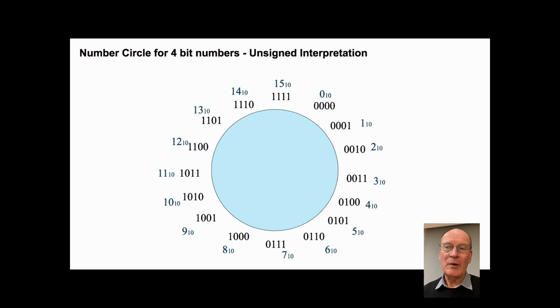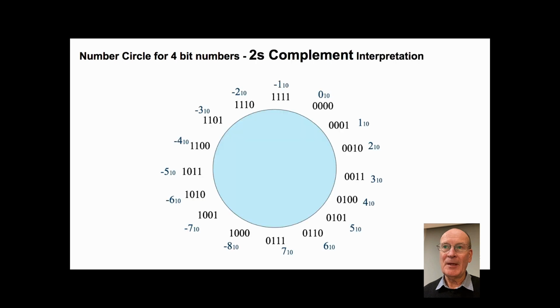If you want to represent these as our unsigned interpretation, which is the normal interpretation, here it is with the translation to decimal. So 0 to 15, as I said. But we could also interpret these same bit patterns using another system. And the one I'm going to introduce is something called 2's complement representation of numbers.